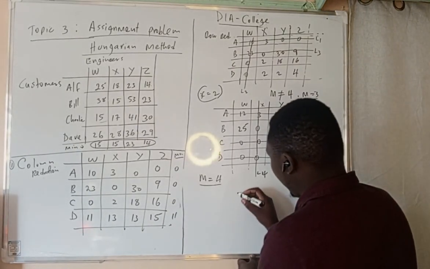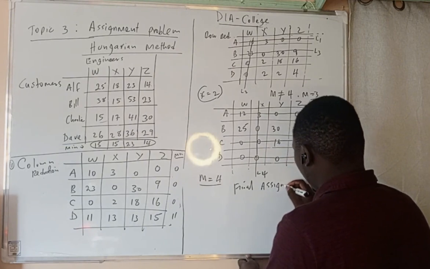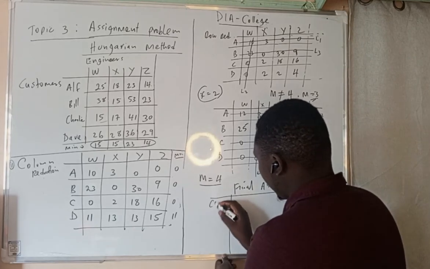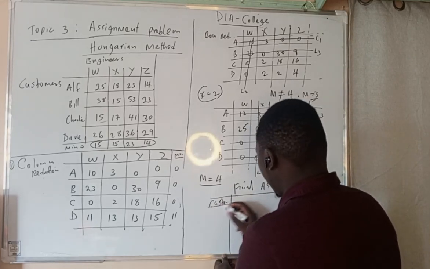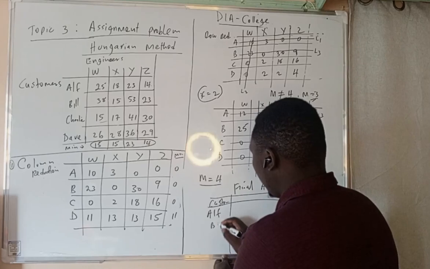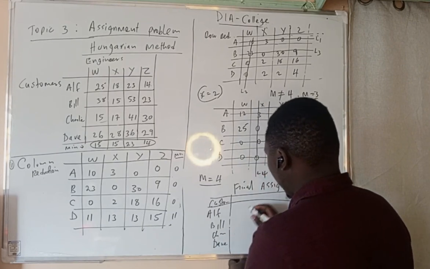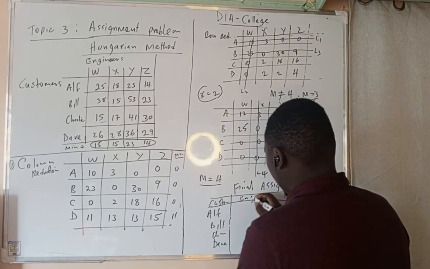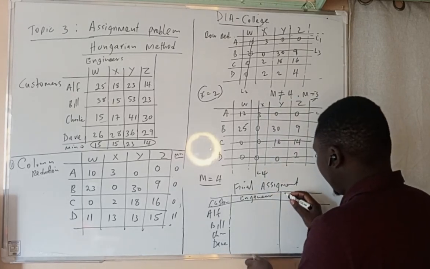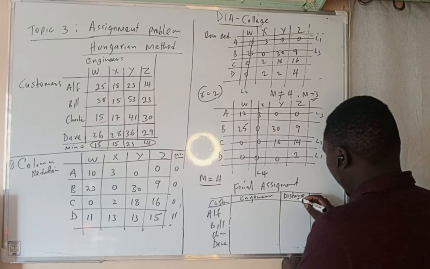I'm going to come up now with my final matrix. So I'll say final allocation, or final assignment. I'll have my customers here. In my initial matrix, I had this customer, Alf, I had Bill, I had Charlie, and finally I had Dave. I can also look at my engineers. So I had all the engineers. Then I have the distance, distance in miles.